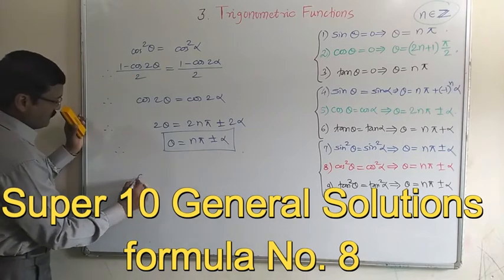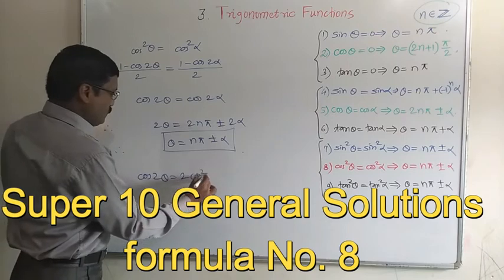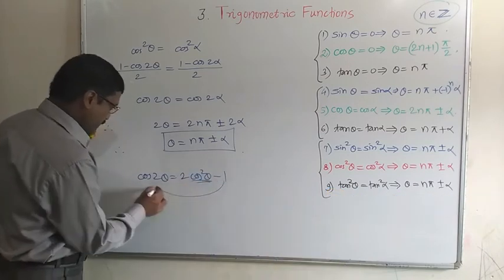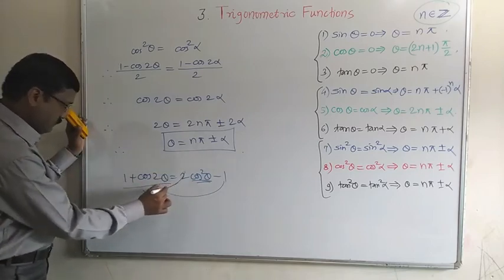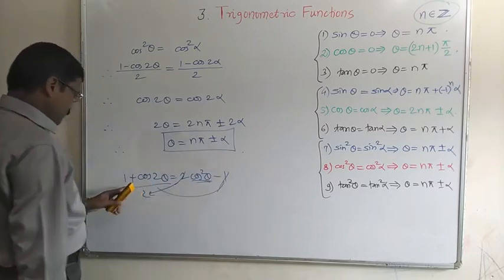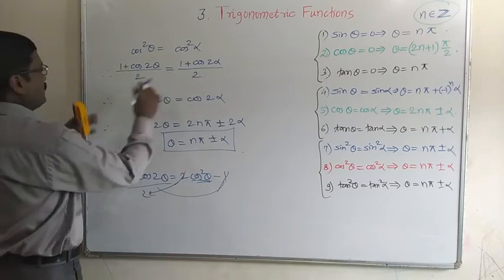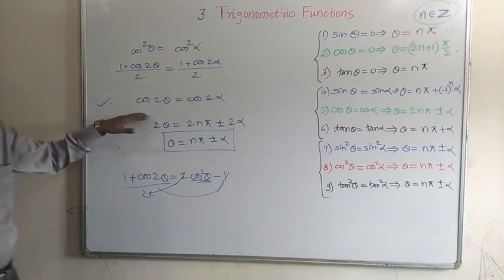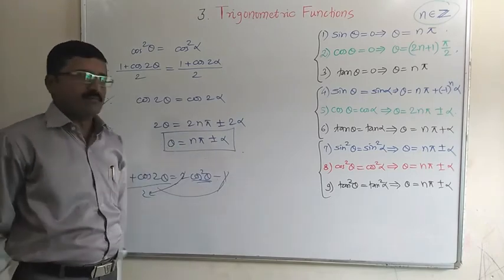Formula for cos 2 theta is 2 cos square theta minus 1. So this cos square theta will become this as plus 1, and dividing this by 2, cancelling 2. So cos square theta is equal to (1 plus cos 2 theta) upon 2. So instead of this negative sign, we will get only positive sign here. Once again we get the same result, cos 2 theta equal to cos 2 alpha, and we get the similar result that theta equal to n pi plus minus alpha.